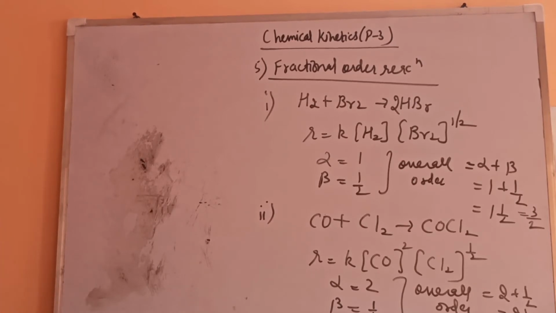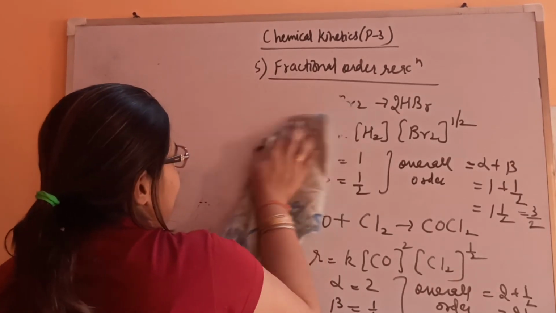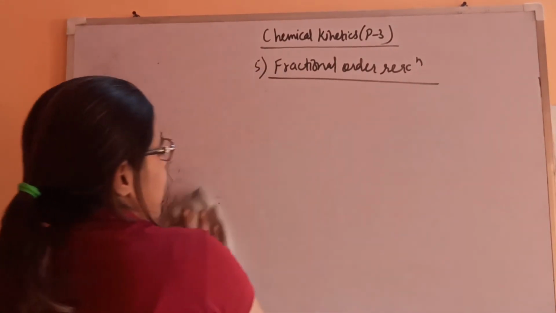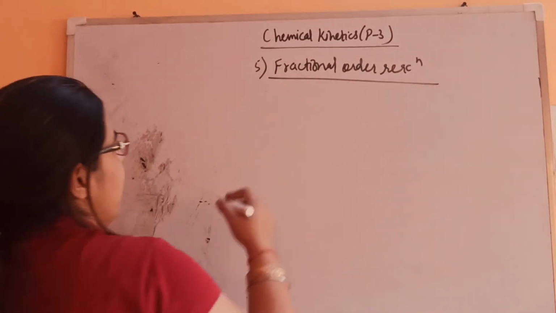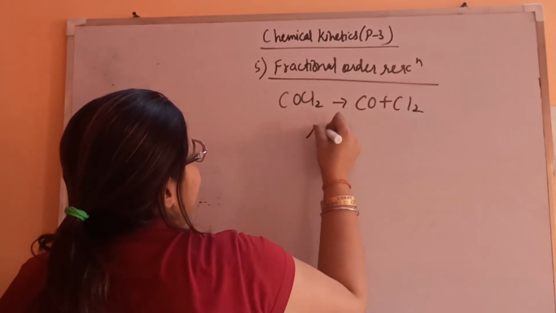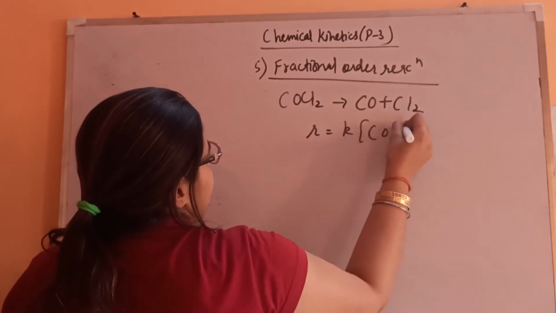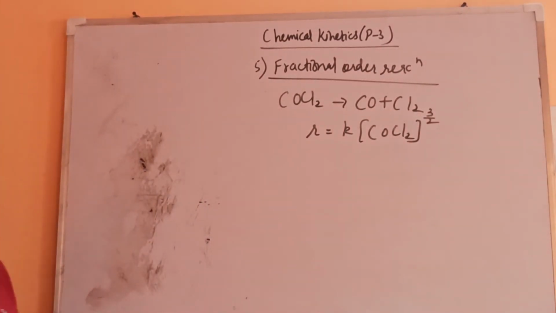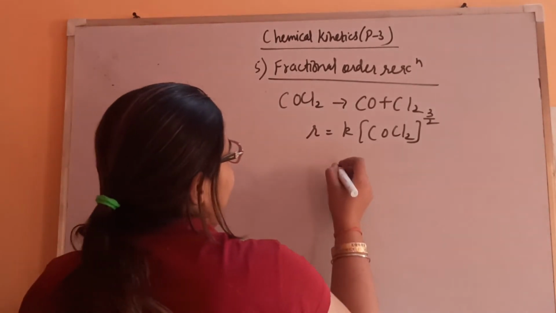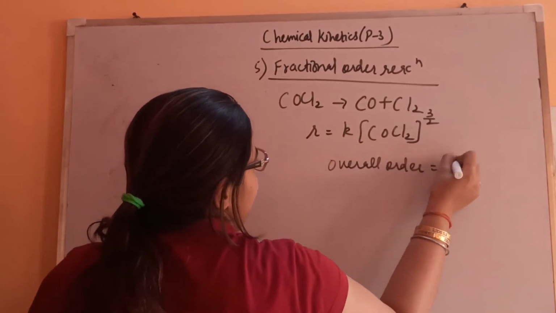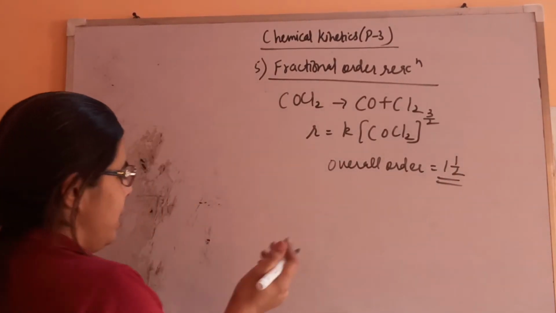Then the dissociation of COCl2 is also an example of fractional order. We have seen its formation is fractional, and dissociation is also fractional. So let's see. COCl2 gives you CO plus Cl2. The order with respect to carbonyl chloride is 3/2. So what is the overall order? It is 3/2 only. So these are certain examples.